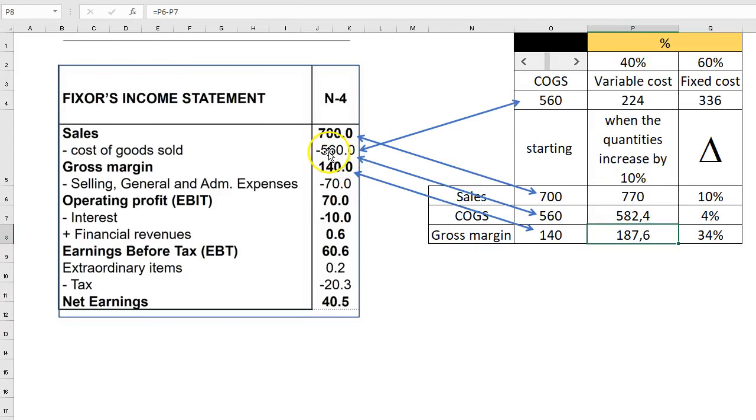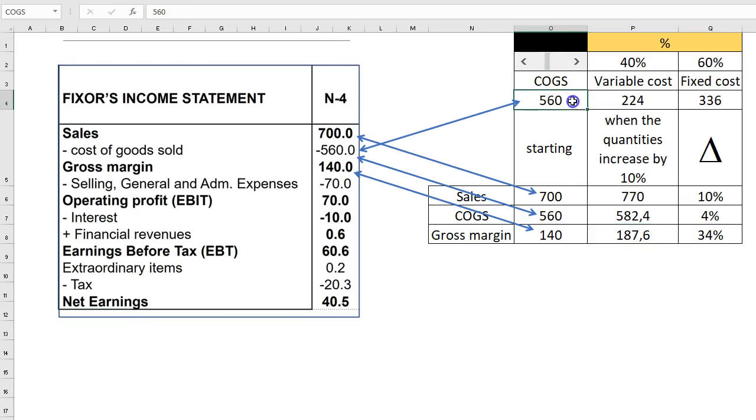The cost of goods sold in the beginning is 560. We assume that the quantities would increase by 10% at constant price, and we also assume that the unit variable cost would remain constant, and we assume that the total fixed cost would remain constant.